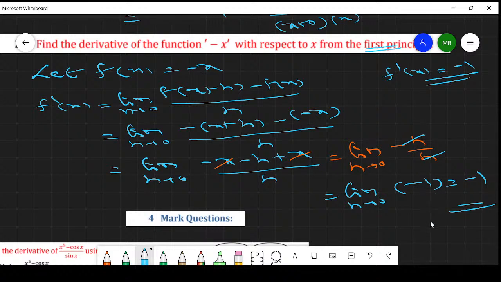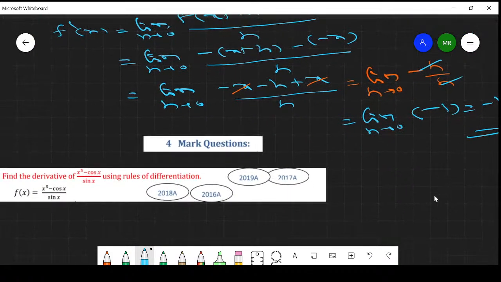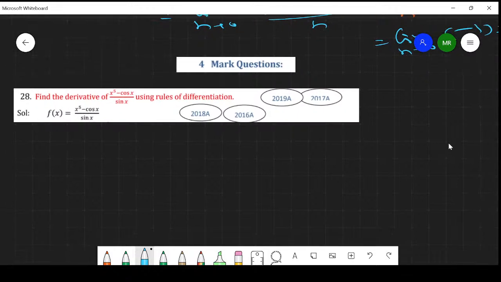I hope you understood this. So today I explained around 10 questions. Definitely they may ask one question from these 3 marks questions, no doubt in that. I am expecting one question. Solve those questions.